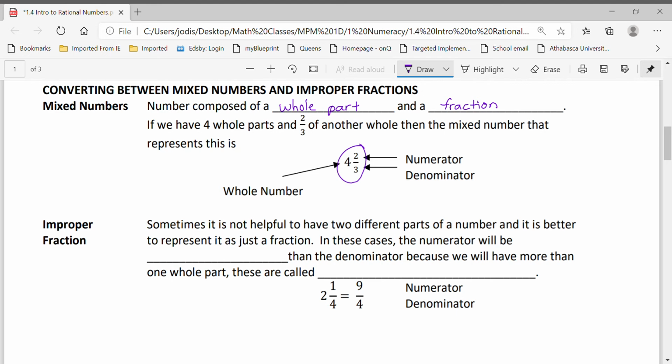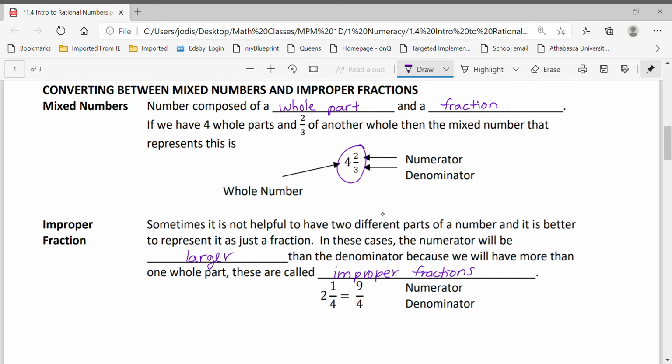In these cases, the numerator is going to be larger than the denominator because it will have more than one whole part. So these are going to be called our improper fractions. Normally on a proper fraction, the numerator is smaller than the denominator.